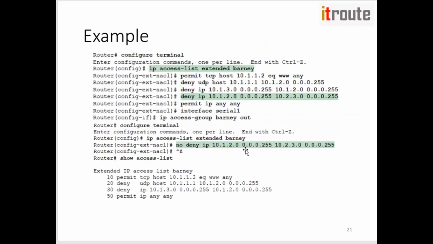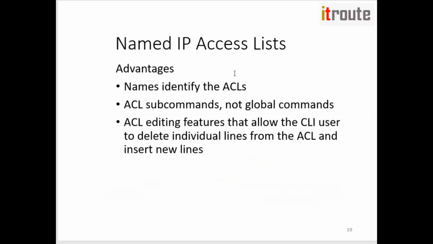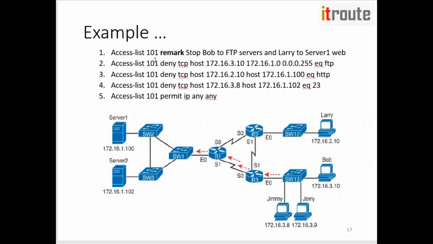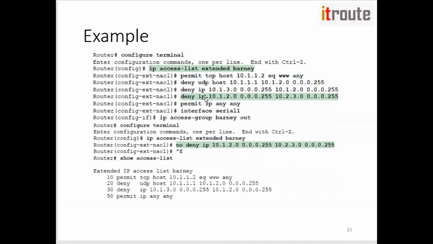So how do we configure these? If you look at IP access list extended Barney, you see we didn't use any number in here. In previous configurations, if we go back, we always used 101, something like that. We used some numbers, but this one, we didn't use any numbers. We have used IP access list extended Barney.